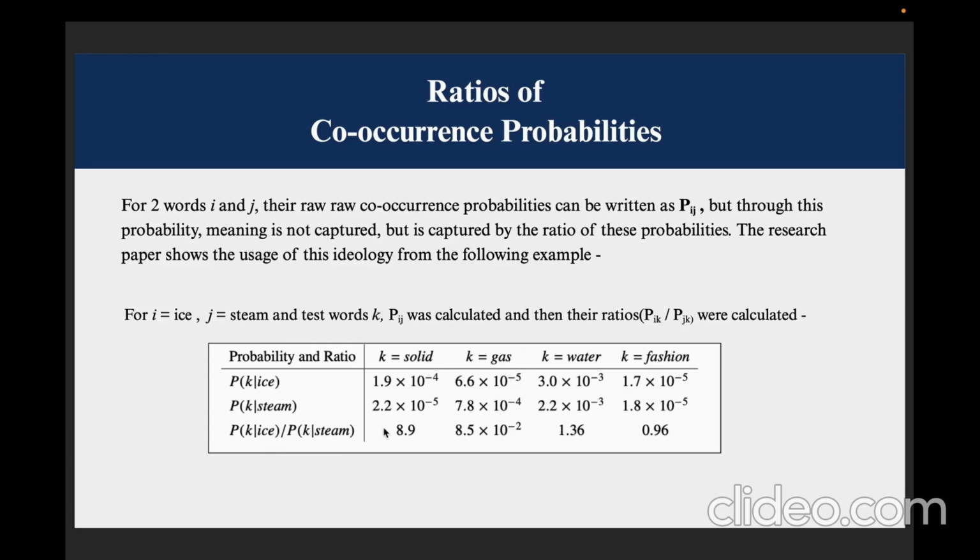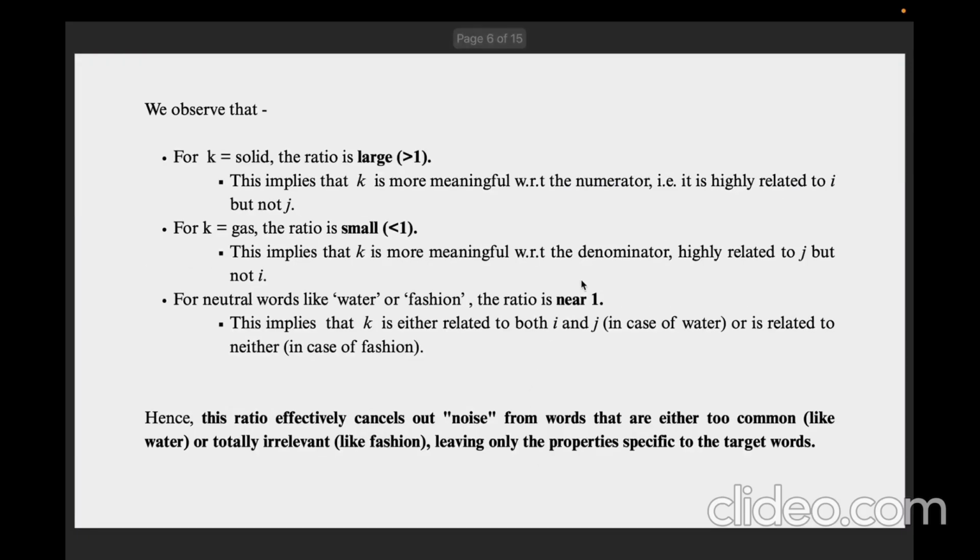The same for gas: the ratio was very low, which means gas was more related to steam than ice, which is also verified. While the ratio near 1 was for both water and fashion. Now, this means words like water, which are related to both target words, or fashion, which is related to neither target word, both will give a ratio of 1. Hence, this ratio effectively cancels out noise. This noise means the words that are either too common or totally irrelevant, leaving only the properties specific to the target words.